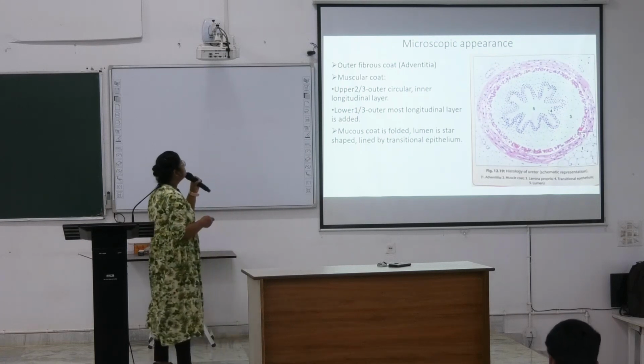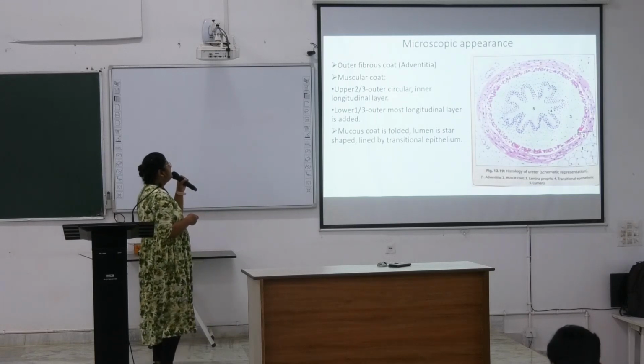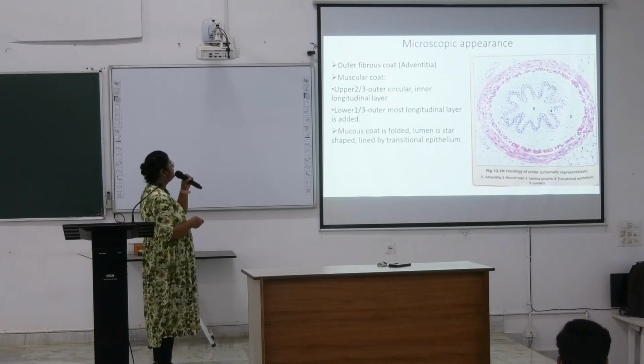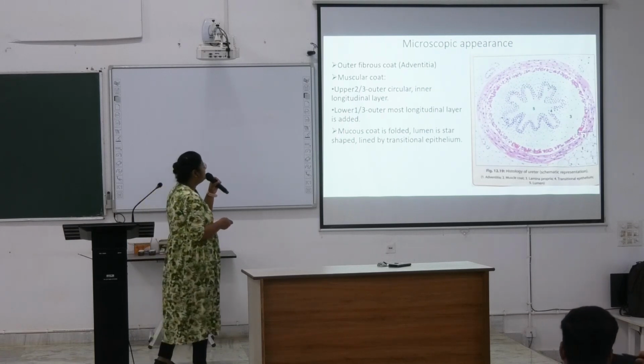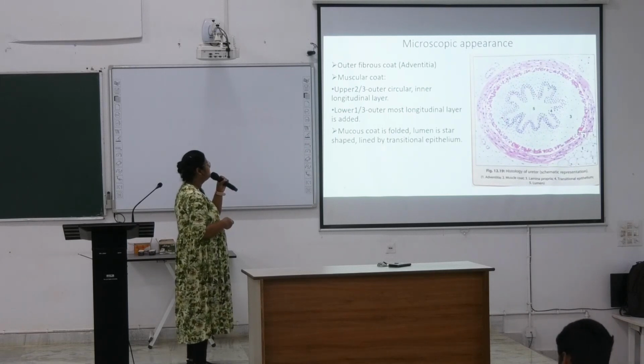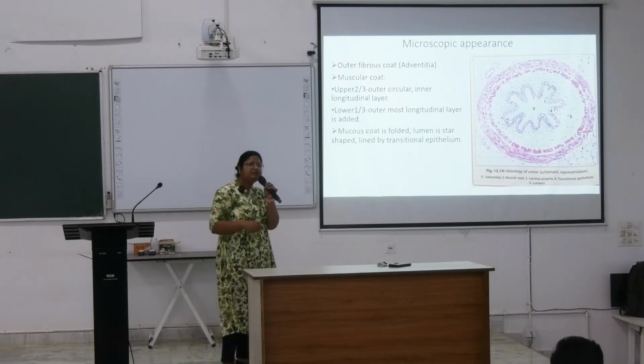So the outer fibrous coat is known as adventitia. The muscular coat in the upper two-thirds contains an outer circular and inner longitudinal layer. In the lower one-third, an outermost longitudinal layer is added. And the mucous coat is folded. The lumen is star-shaped. You can see the star-shaped lumen, lined by transitional epithelium. Okay. So this is the histological picture of the ureter.